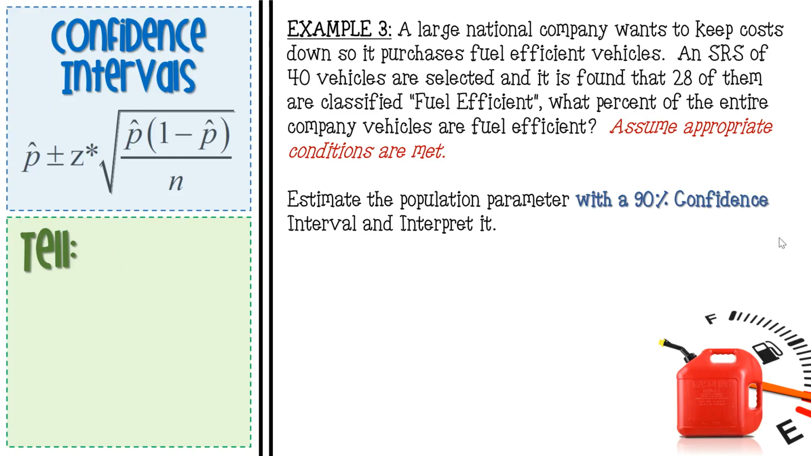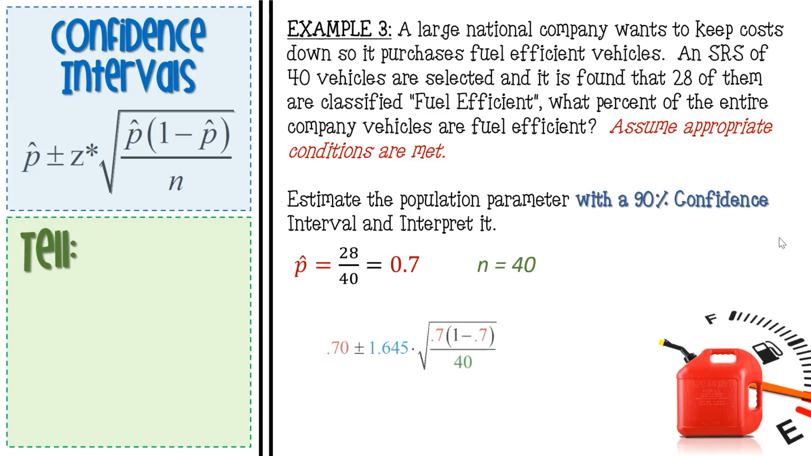Again, pause the video. Please try to do this last example on your own. Notice my words in red: assume appropriate conditions are met. So someone did the background check. Basically, that's what you can think of it as, a background check. Also notice I've changed up the confidence level. It's now 90%. Give it a go.